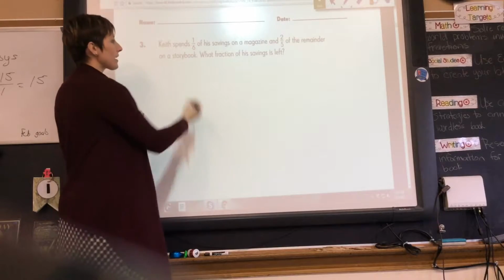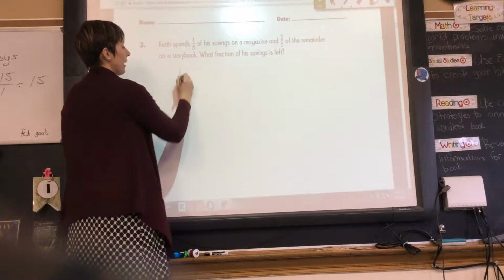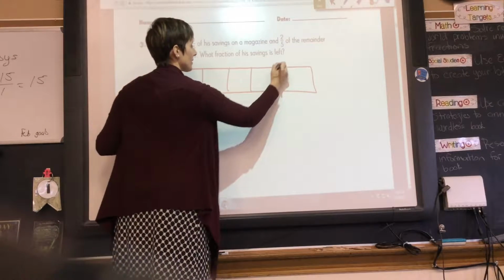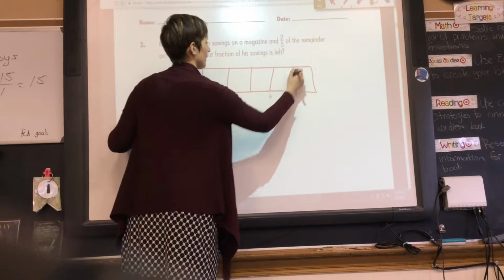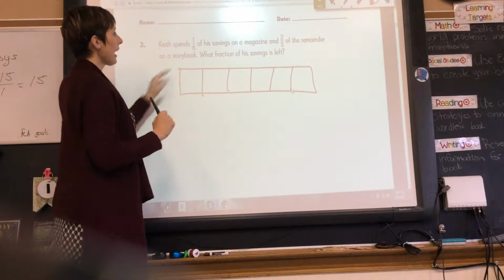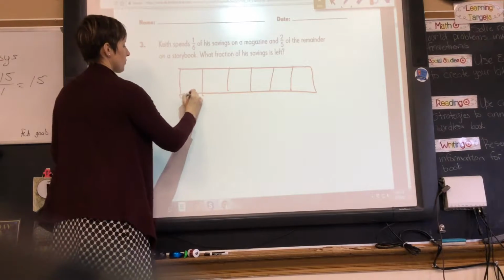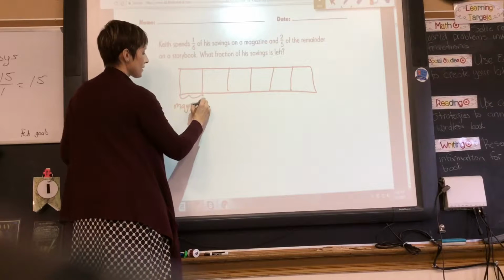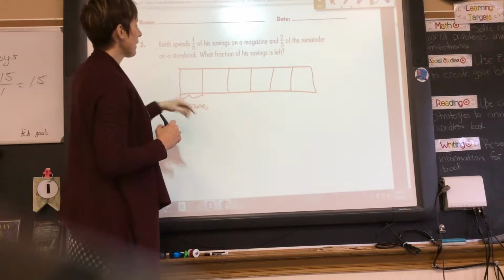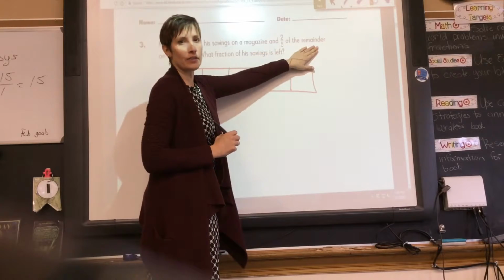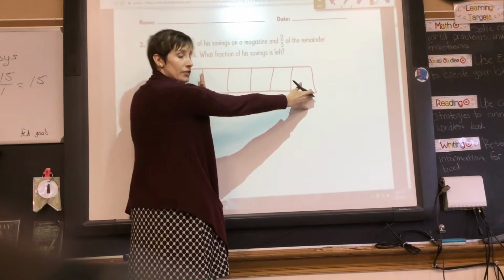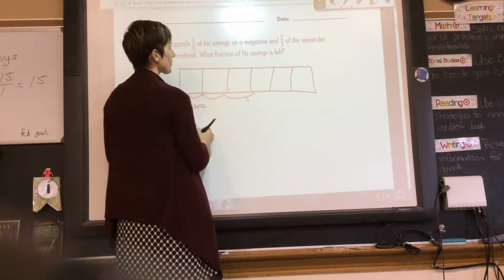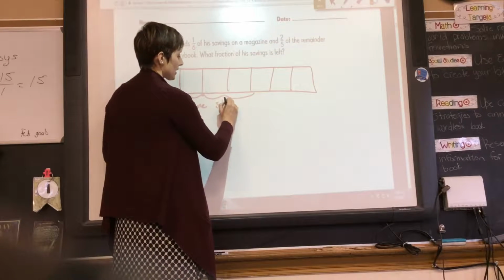So Keith spends 1/6 of his savings on a magazine. I'm going to go ahead, draw my bar model, break this up into 6 pieces. And we said 1/6 was spent on a magazine. I will label that 1/6 for my magazine. And 2/5 of the remainder. This is my remaining portion. It's already broken down into fifths. 2 of those fifths are spent on a storybook.